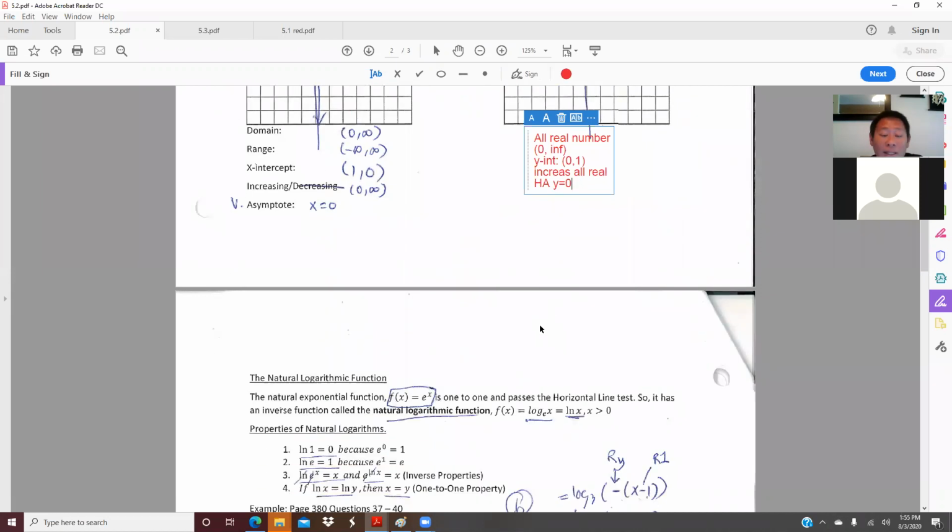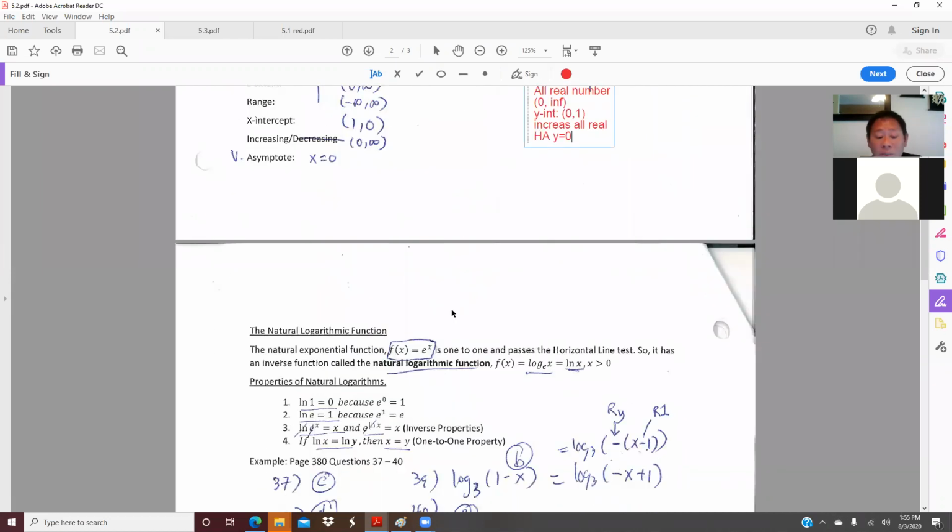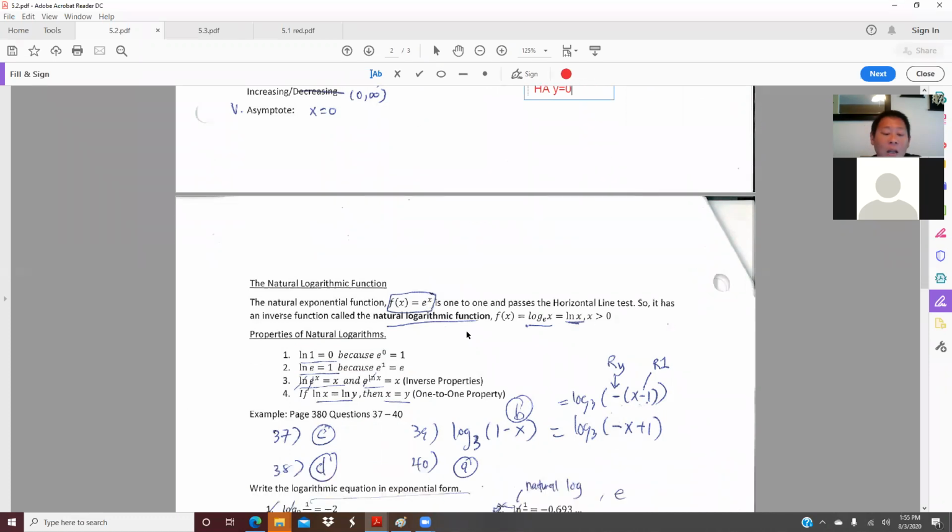So next we talk about e. In exponents we have the e. We call that the natural exponent. And e^x also passes the horizontal line test, so it has an inverse log function. That log function becomes ln. Okay, so when you see ln, it is called natural log, it's the same thing as log base e. So you see a lot of ln x.